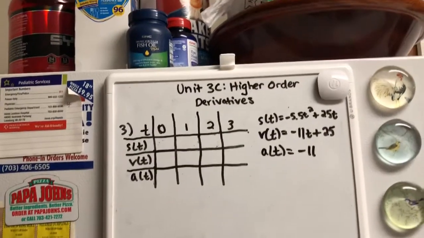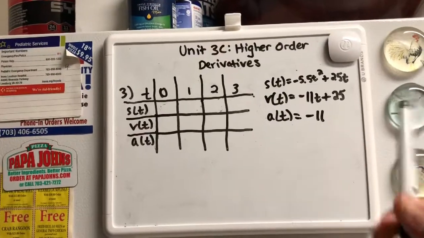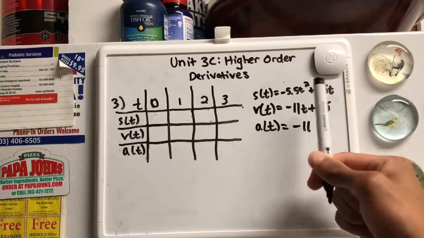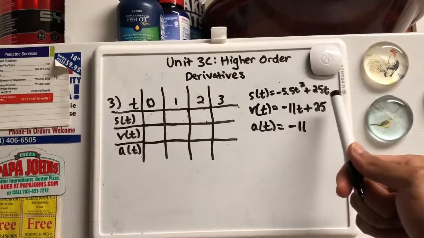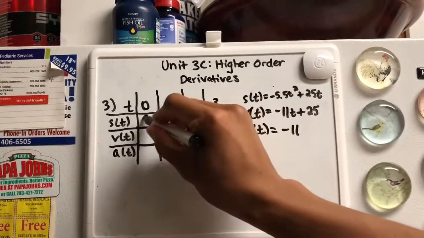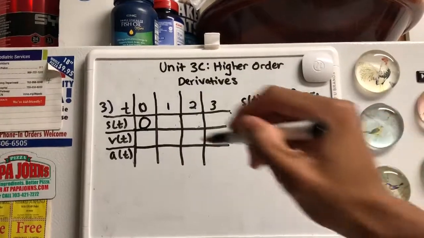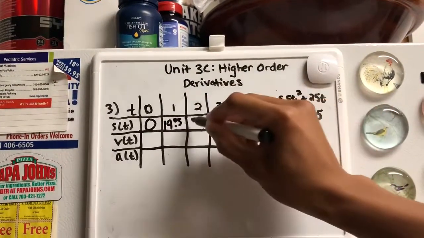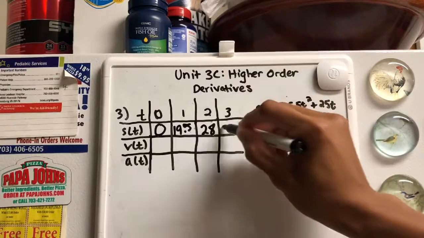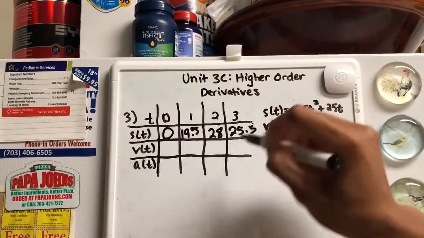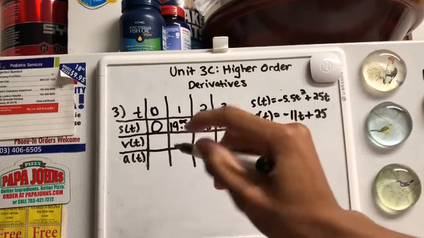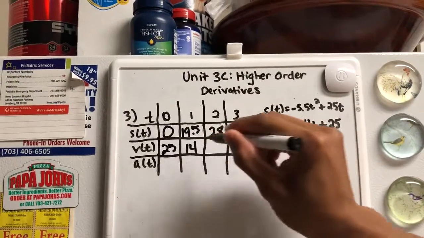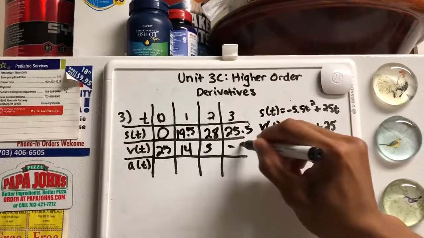So we're going to start by just plugging in every value into their respective function. So plugging in 0 into s of t, we're going to get negative 5.5 times 0 squared plus 25 times 0. That'd just be 0. And we're just going to go on from there. So when we plug in 1, 19.5. When we plug in 2, we get 28. 3, 25.5. Plugging into the next function, which is the velocity, we get 25, 14, 3, and negative 8.